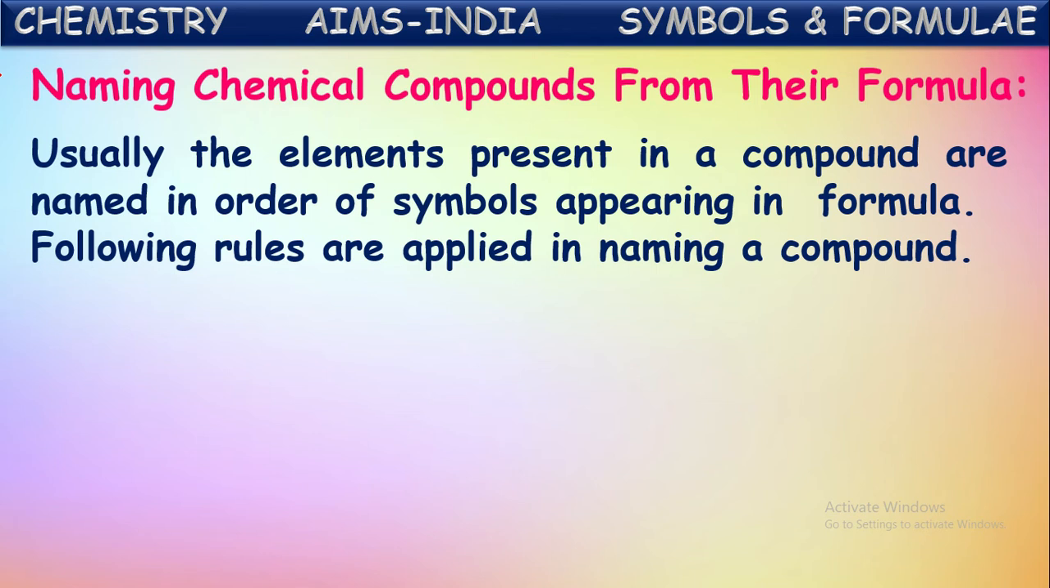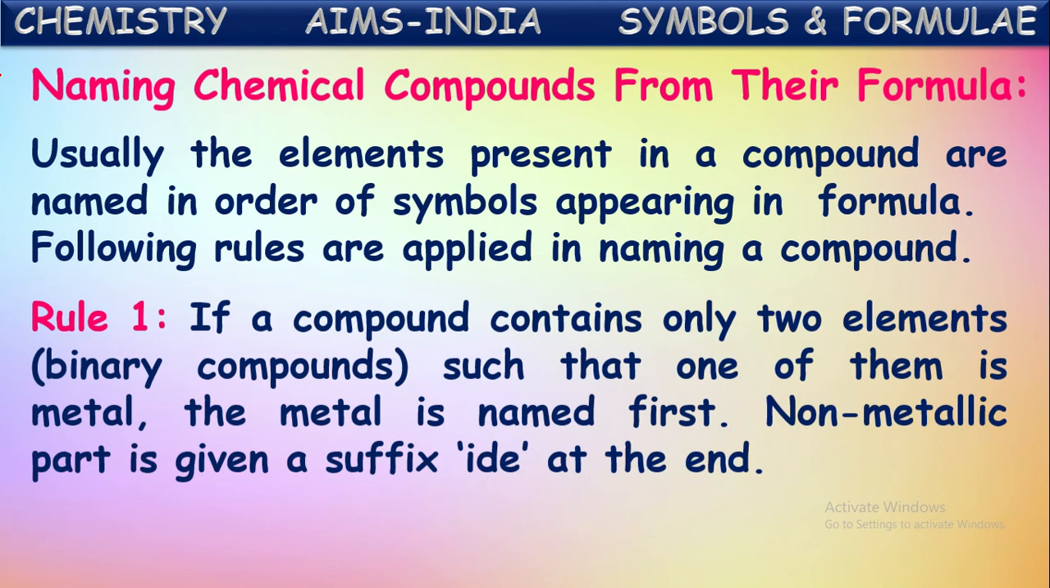In giving the names for these compounds based upon their formulae, we follow certain rules. Okay, let us see those one by one here. What are the rules to be followed to understand the naming of chemical compounds? Among them, the first one is: if a compound contains only two elements, then that is called a binary compound. Binary means a two-element compound. Binary represents two. The compound which is made up of two elements is said to be a binary compound.